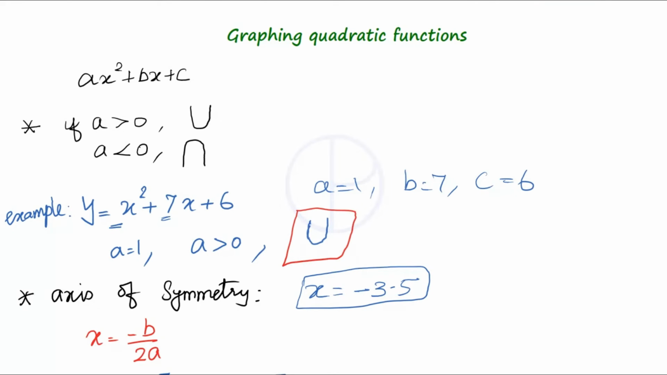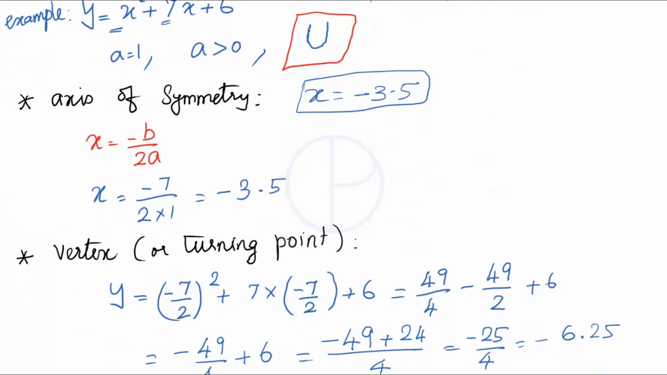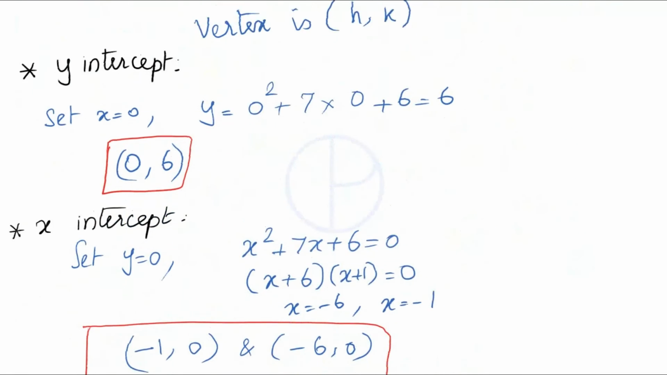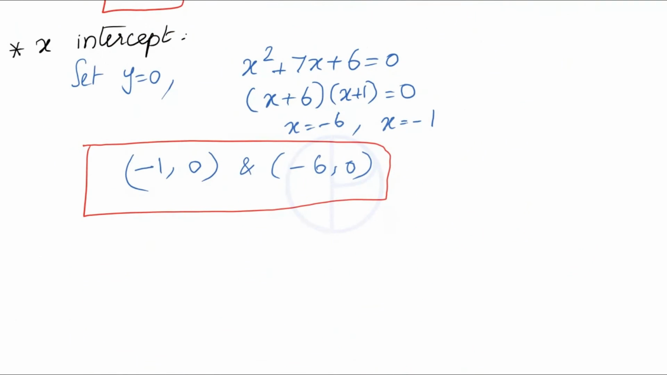So we know the curve opens upward and the axis of symmetry is x equal to negative 3.5, and the vertex is (negative 3.5, negative 6.25), and the y-intercept is (0, 6), and the x-intercepts are (negative 1, 0) and (negative 6, 0). Now we have all the important points to plot the quadratic function.